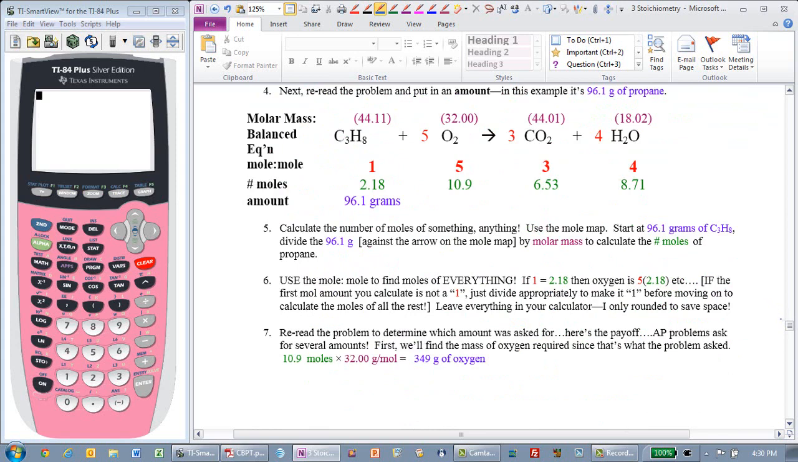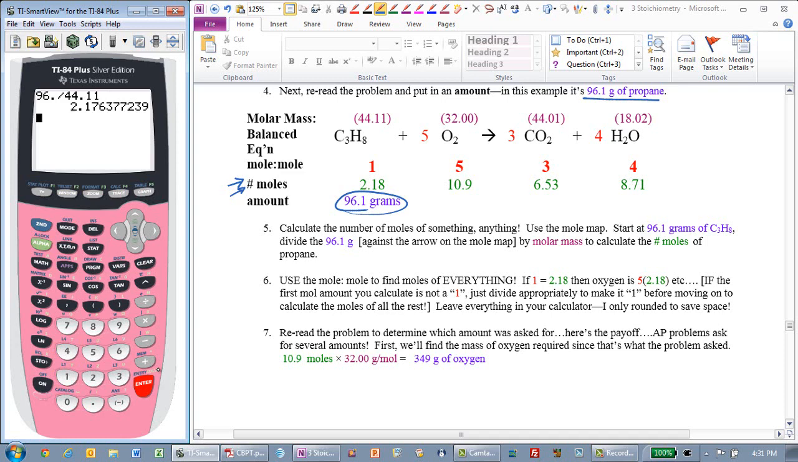And now we read the problem and put in an amount. In this case, it was 96.1 grams of propane. So we write 96.1 grams of propane, and we are off to the races. First thing to do is, again, find the number of moles of anything at all. Something, anything. So 96.1 divided by its molar mass, which is conveniently sitting up on top, gives you a screen full of numbers of which you will round.